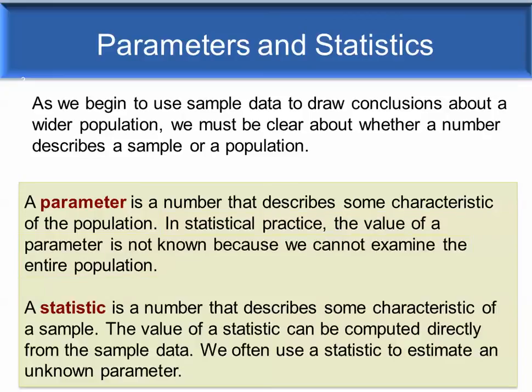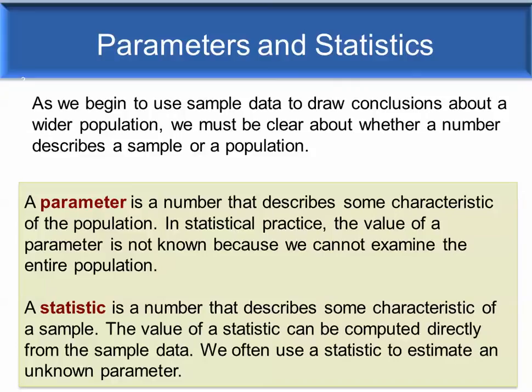The other term that we'll define a little more specifically now is that a statistic is a number that describes some characteristic of a sample. Sometimes we've heard people use the word statistic if we're just talking about one person's height. We're going to be a little bit more specific now and say that a statistic describes, a little more generally, some characteristic of a sample. The value of that statistic can be computed directly from the sample data because we've gone out and actually measured every person in that particular sample. We can compute the statistic, and we'll then use that statistic to estimate an unknown parameter.